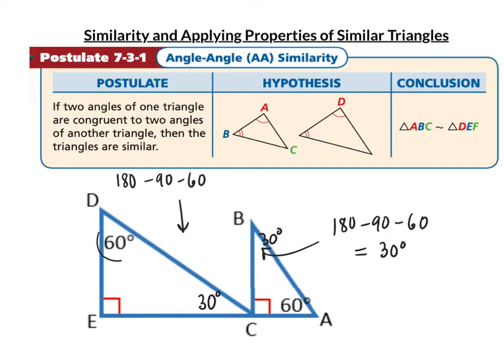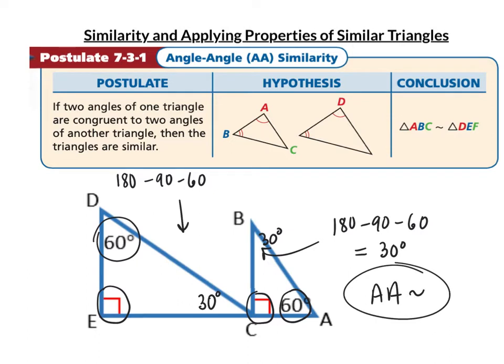All I need are two angles, the 60 and the 90, the 60 and the 90, and I automatically know the third angles are congruent. These two triangles then are similar by angle-angle similarity.